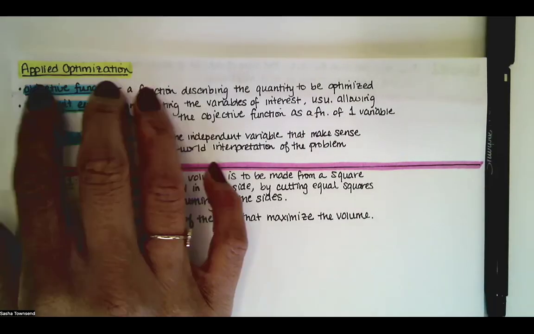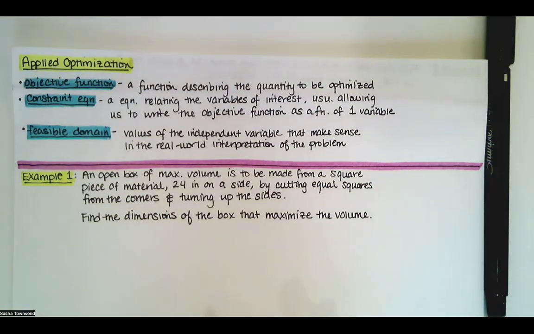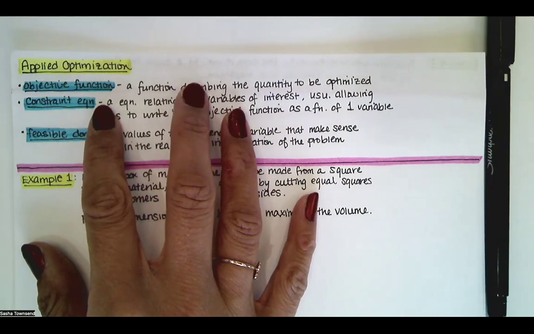In this video, we talk about applied optimization problems. Those are just word problems where we are trying to find the minimum or maximum value of some function. There are a couple of terms that we need to know, but learning how to do this is just best done by example. Here are the terms.